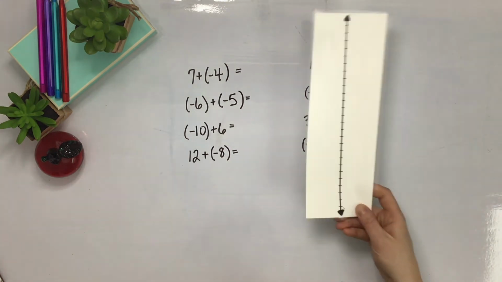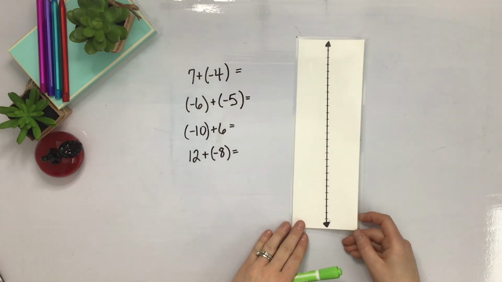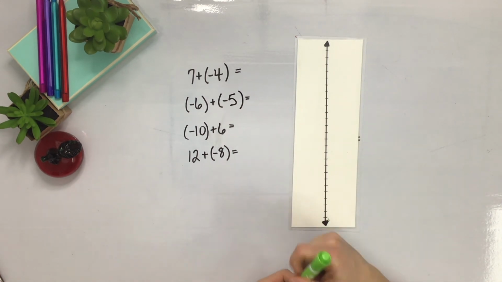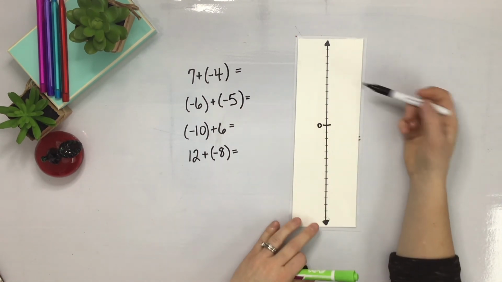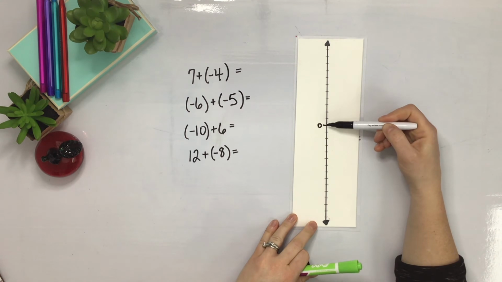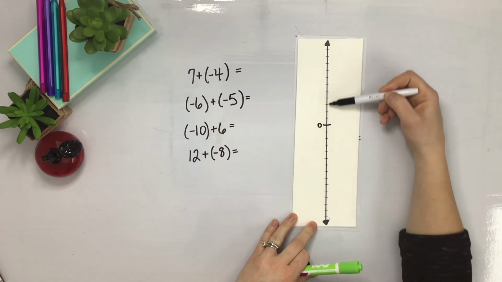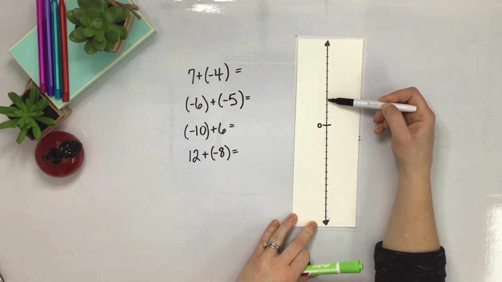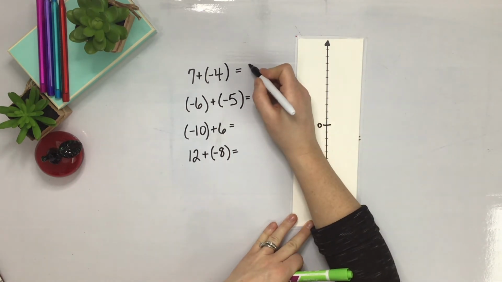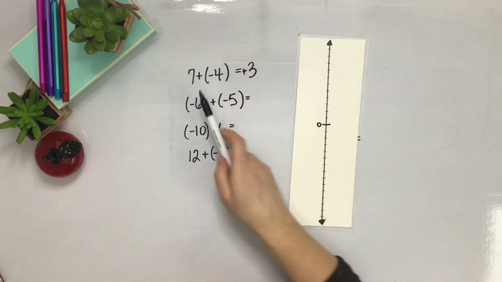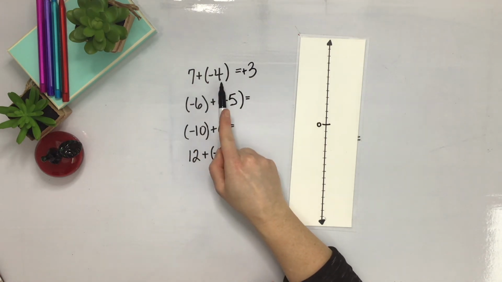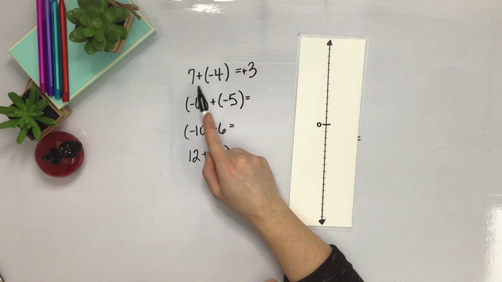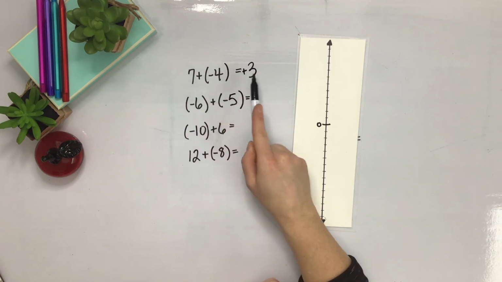Okay, let's use our number line, keep it handy, and we'll do the addition ones first. Let's mark 0. Okay, 7 plus a -4. So I've had to go up 7, and then from there I've had to go down 4, which gives me a net movement of +3. You could also think team positive has 7, team negative has 4. Overall, team positive wins because they have more, and they win by 3 points.